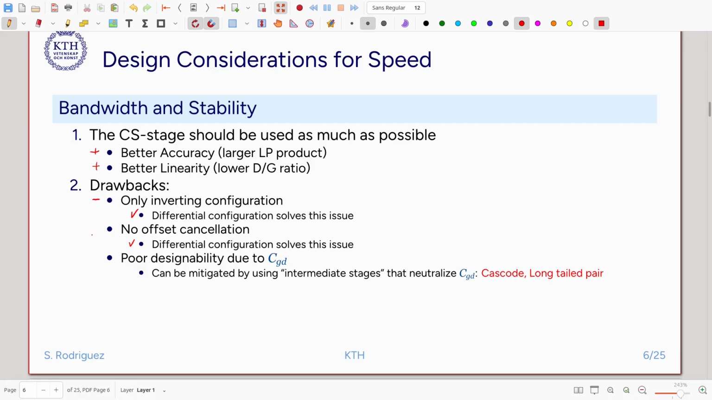Now the next one is that there is a poor designability due to the CGD, and this is a serious issue. As we saw before, the capacitor CGD introduced several design challenges. It introduces a right-hand zero in the transfer function. It introduces also pole splitting.